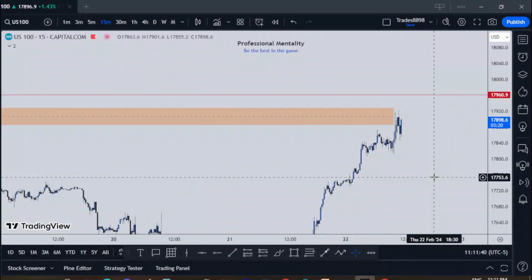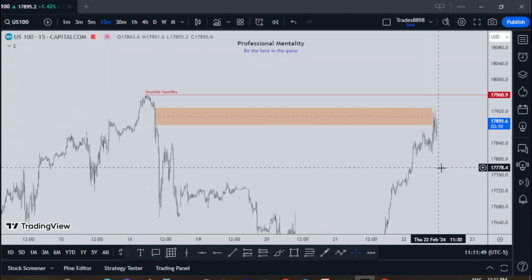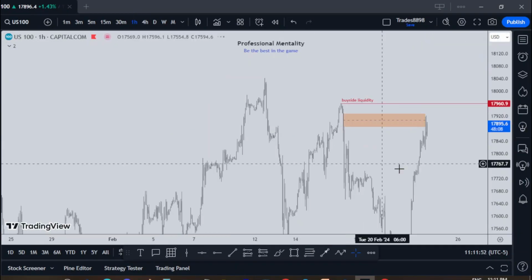Hello guys, welcome back. Let's break down a trade that I just took and what is my thought process behind the trade, so you can learn and implement it into your own trading, okay? So let's go.